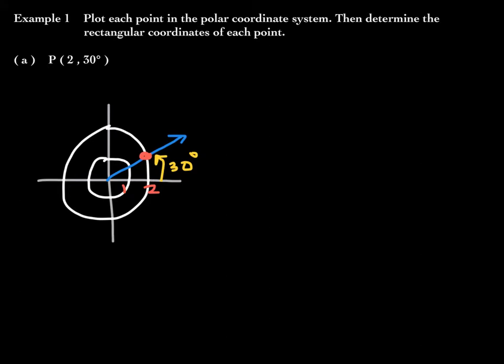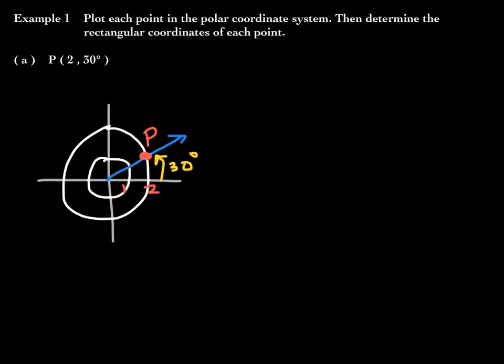Here's a picture that would show this point P. So this is point P right there. Let me label that for us. Okay, so this is the thing. This is 2 units away from the origin, right? And then this ray is making an angle of 30 degrees from the polar axis.